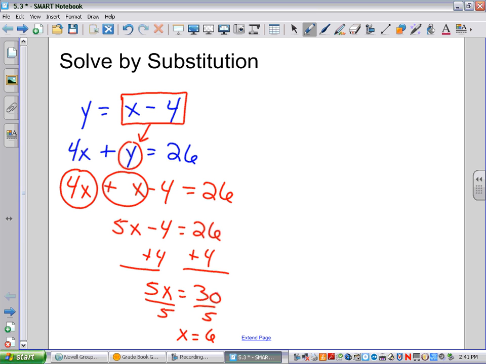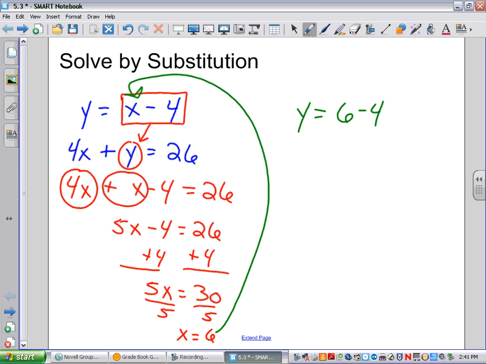But I'm not quite done. I'm almost. I now need to take that answer of 6 and find the y. In other words, I'm going to take this 6 and I'm going to substitute it again in place of the x. So y, instead of writing x minus 4, I'm going to write 6 minus 4. So y is 2. Then finally, if I write my final answer as an ordered pair, like x comma y, it needs to be written as 6 comma 2. X is 6, y is 2.